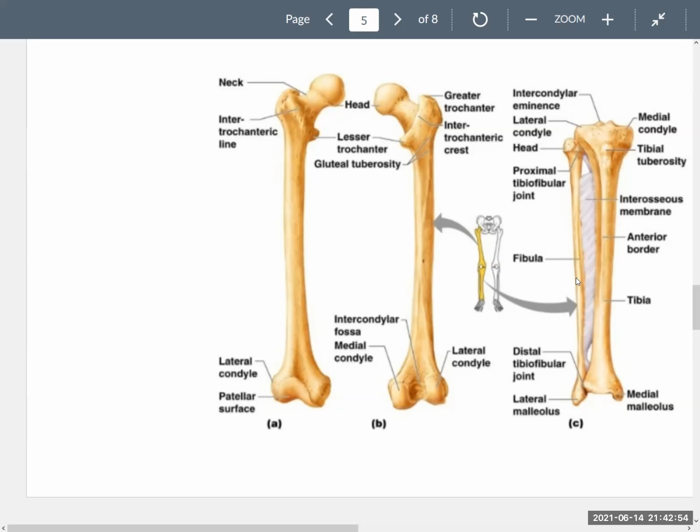Charlie, you said the fibula. What else is always lateral? The thumb, and there was one other. The radius. Radius. Thank you.